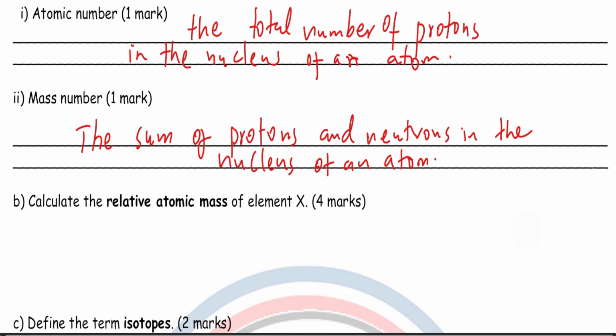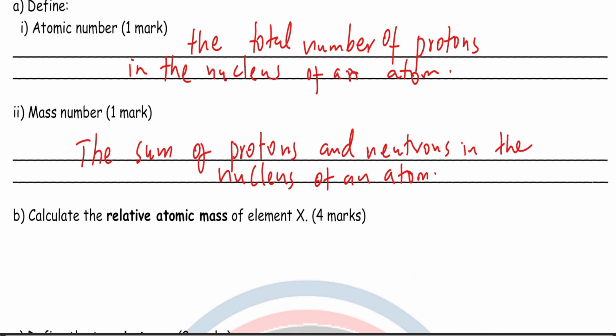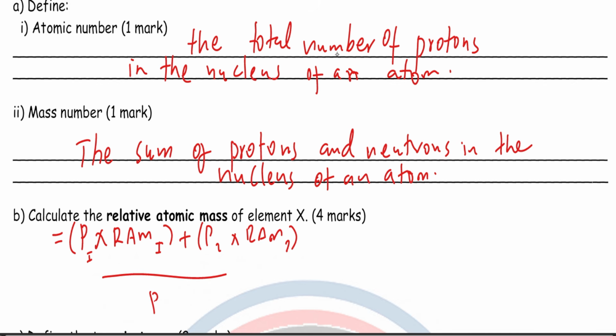Question B, calculate the relative atomic mass of element X. Now, how do you search it up? Percentage abundance times the mass number. So let's say mass number 1 times percentage abundance 1, plus percentage abundance 2 times mass number 2, divided by P1 plus P2.